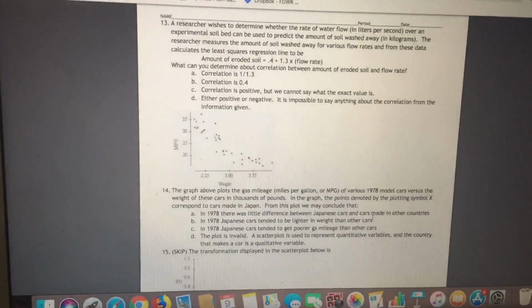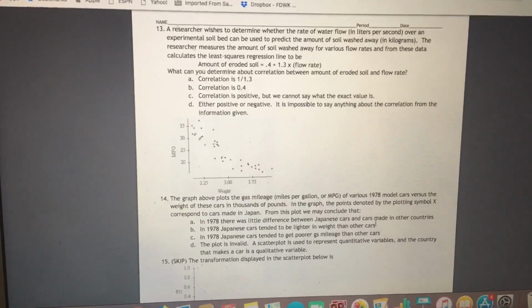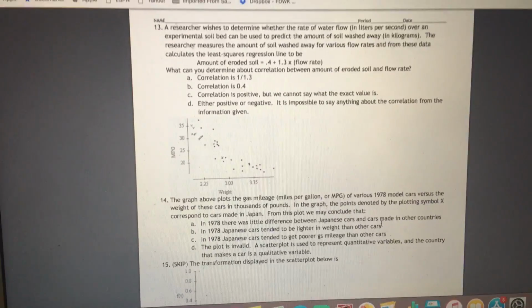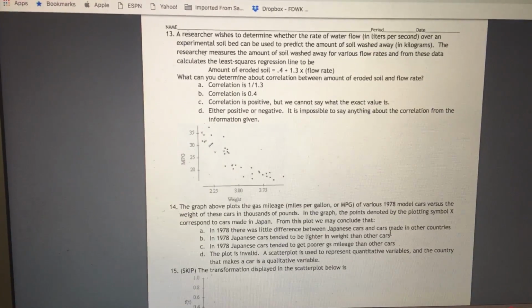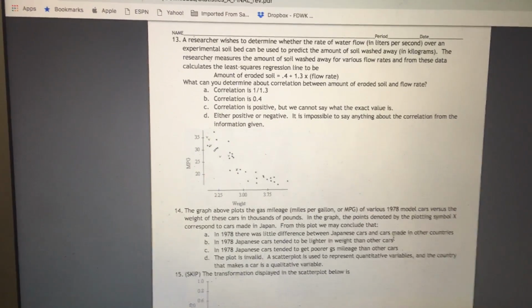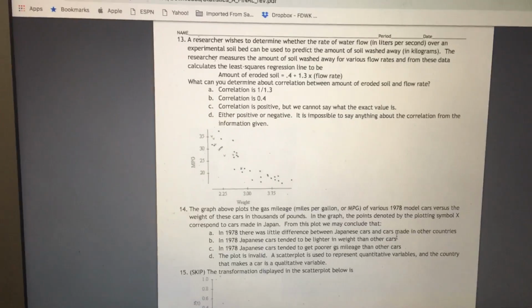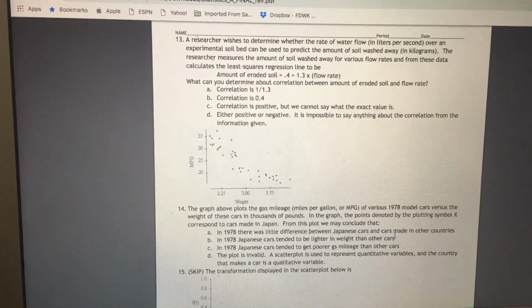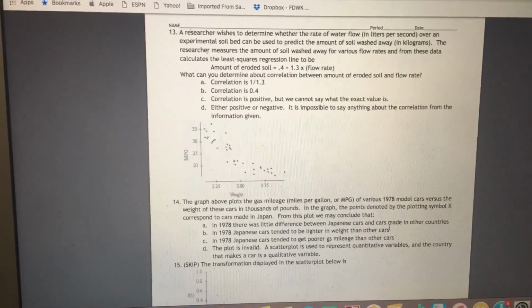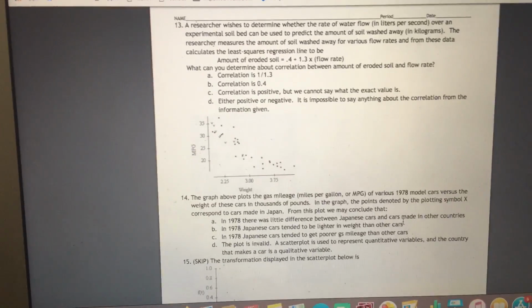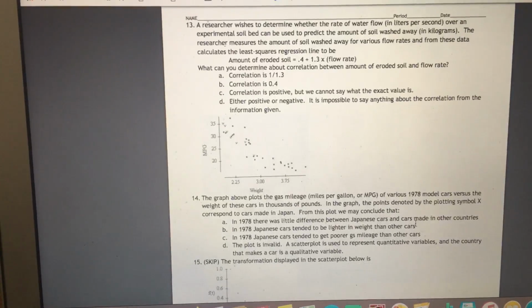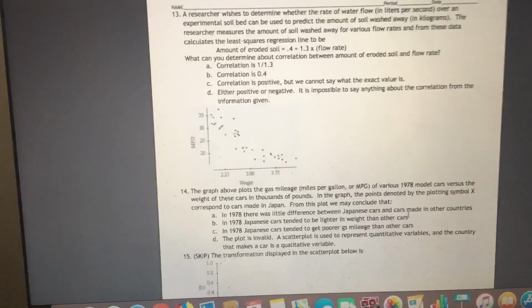From this line, we can't determine a value for correlation. That's just not possible from an LSRL in this case. So that immediately gets rid of A and B. C says correlation is positive, but we cannot say what the exact value is. This one is correct because the slope of the LSRL is positive.